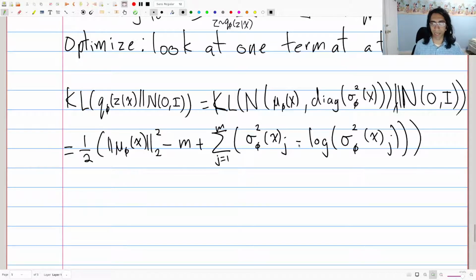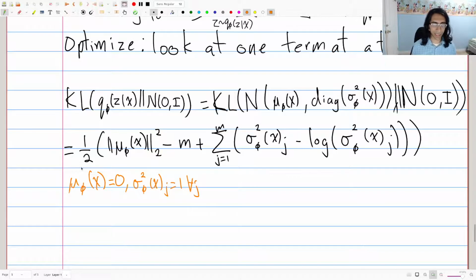So the distance between any distribution and itself should be 0. Just as a sanity check, let's say mu phi of x equals 0, and sigma squared phi of x sub j equals 1 for all j. So basically, what if this network outputs that the mean vector is equal to the 0 vector and the covariance is equal to just the identity?